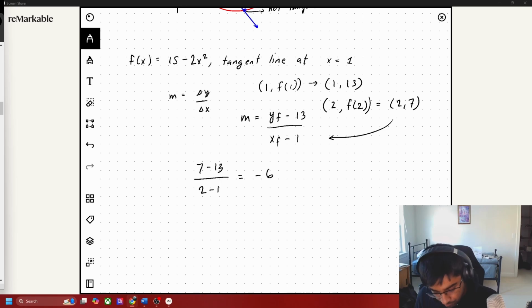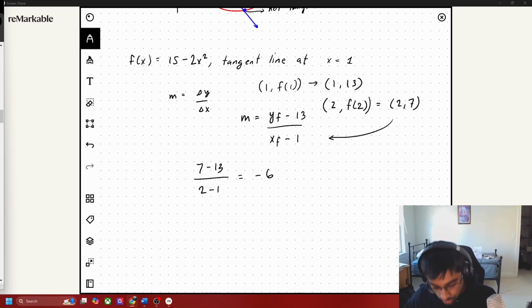So for the graph of 15 minus 2x squared, the tangent line at x equals 1 has to be vaguely close to negative 6 in some way, shape, or form. This is a pretty good approximation if you're not interested in accuracy, for just getting an approximation. But if you want to solve the actual tangent line, there's some other ways.